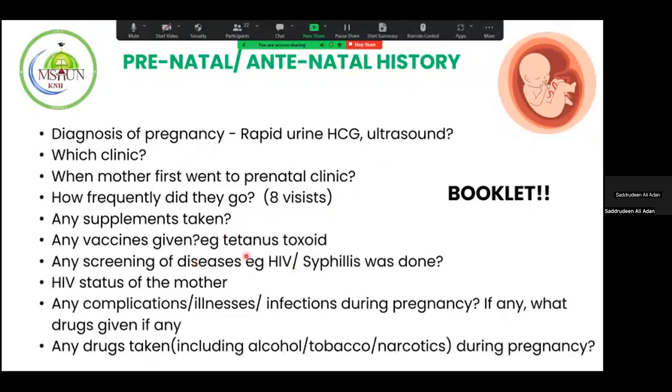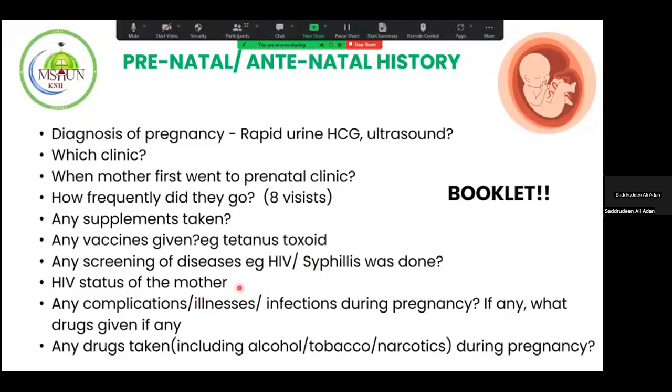Was there any screening of diseases? They call it triple serology. They check for HIV, they check for hepatitis, they check for syphilis. Was it done? And what were the results? Don't mention triple serology just to sound fancy. It can be triple serology for many diseases. Let's say triple serology was done: HIV negative, syphilis negative, hepatitis B negative. Other than just saying triple serology negative, mention the diseases so the consultant knows what you're talking about. And what is the HIV status of the mother?